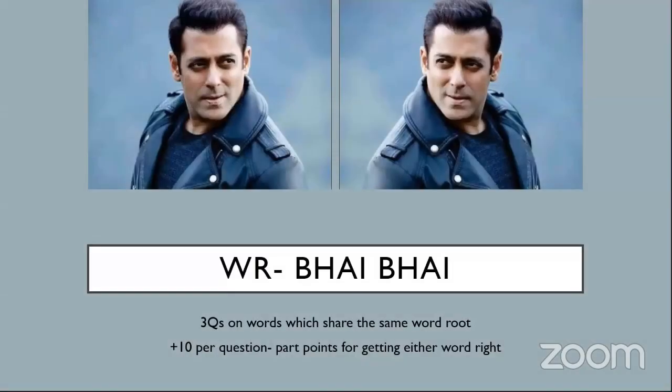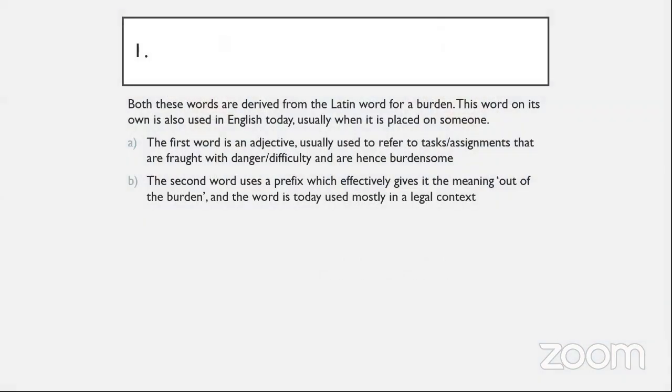Now coming to the last written round, which is called Bhai-bhai, which are 3 questions on words which share the same word root. So each question will have 2 parts. If it makes life easier, all teams you can just send me each question separately. You don't need to send me all 3 together. It will become very cumbersome. Each question will have 2 words that I'm looking for, so you can send me 2 words in each of your guesses.